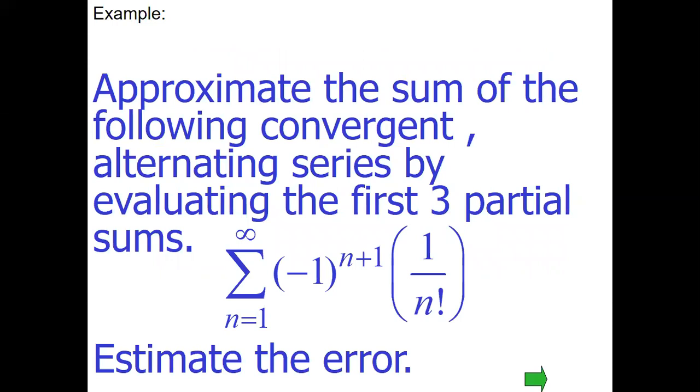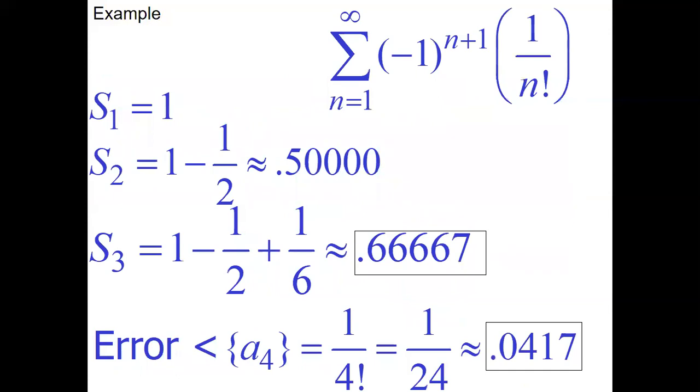So in a second, jot this down: approximate the sum of the following convergent alternating series by evaluating the first 3 partial sums. I'm going to look at the first 3 partial sums so you can get an idea of what partial sums are. By the way, this was converging because it is an alternating series. The terms are going to get successively less and less, and then head towards 0. And then we're going to estimate the error or the error bound with this alternating series. So let's take a look.